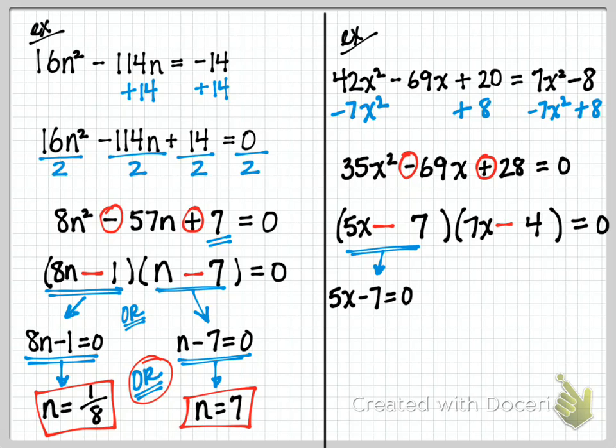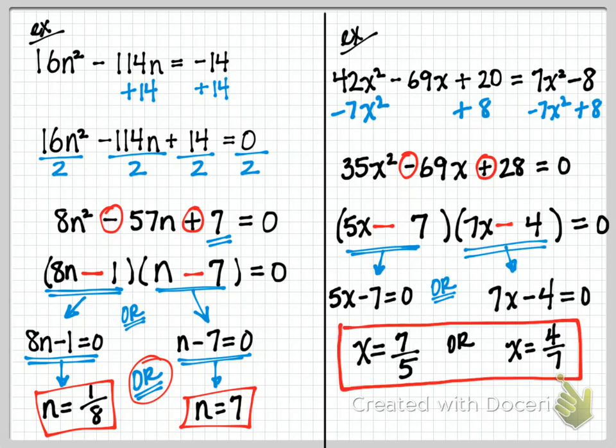And now I'm going to solve for each of those factors that must equal 0. And so I have the solution to the original quadratic equation up here, which was not in standard form. The solution to this equation will be true so long as either x equals 7/5 or x equals 4/7.